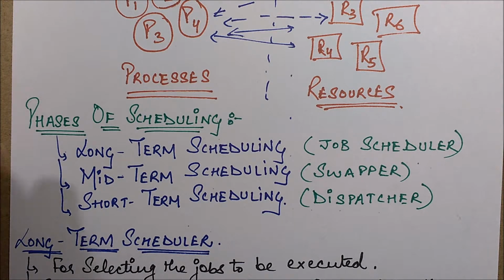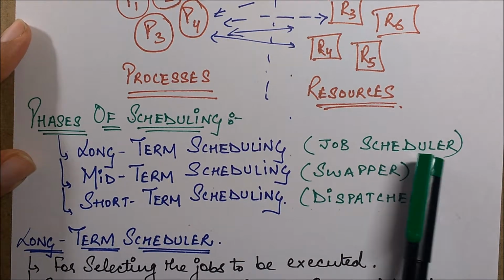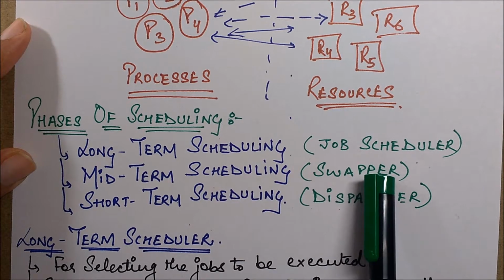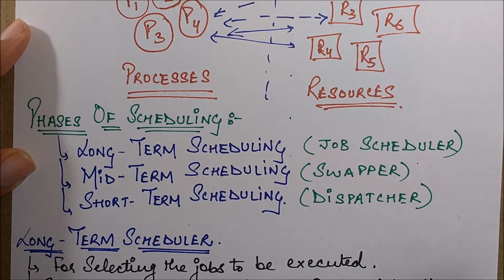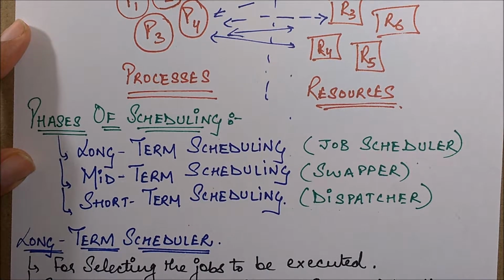Long-term scheduling is handled by a job scheduler or the long-term scheduler. Mid-term scheduling is handled by the mid-term scheduler or a swapper. Short-term scheduling is handled by the short-term scheduler or your dispatcher. I'll just briefly discuss their meaning first, and then we'll move on to the details of the various states and how these three schedulers work in between the various states.